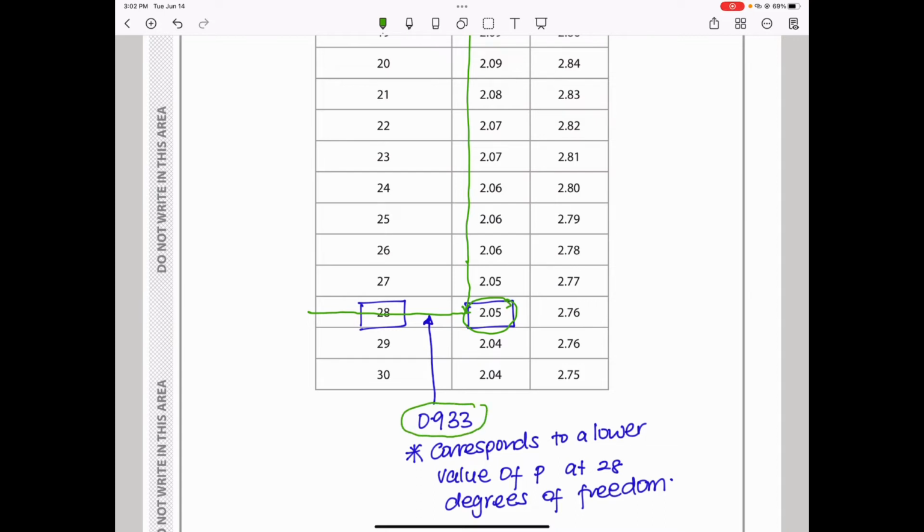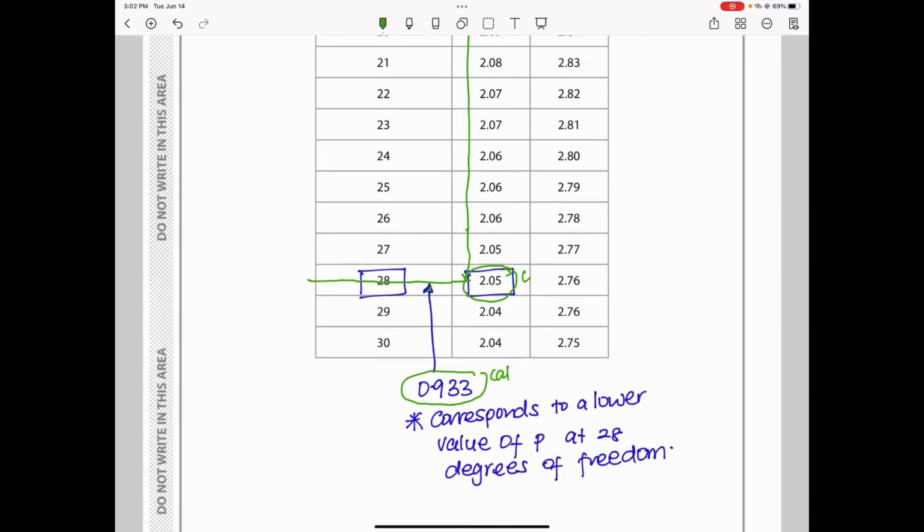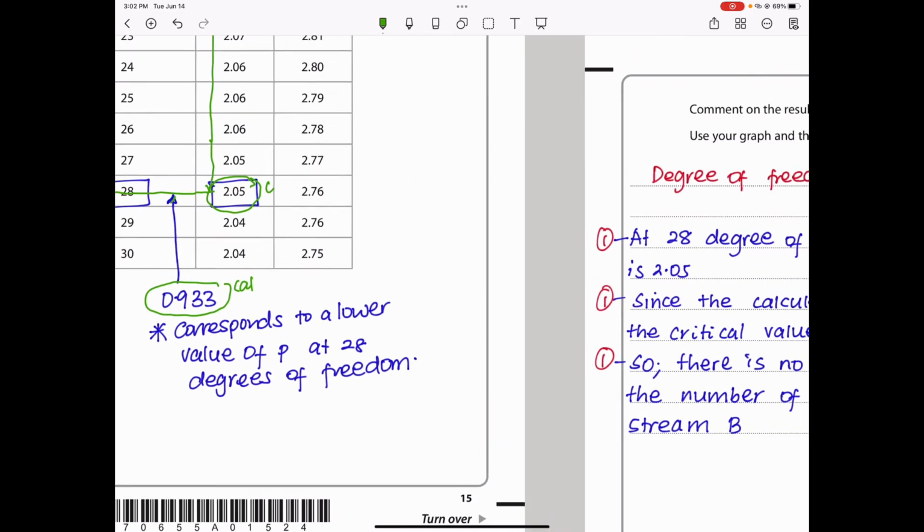You can see at 28 degrees of freedom, the value 0.933 would lie way below 2.05. So it's going to be lower than the critical value at P equals 0.05 and 28 degrees of freedom. This is the critical and this is the calculated. The calculated value is lower than the critical value. So I will continue to the next part.